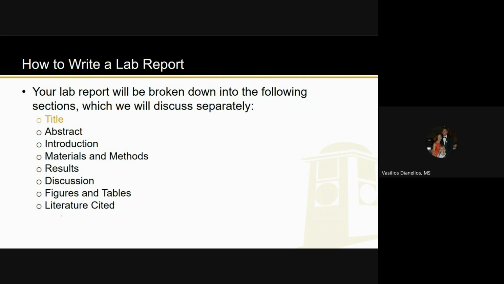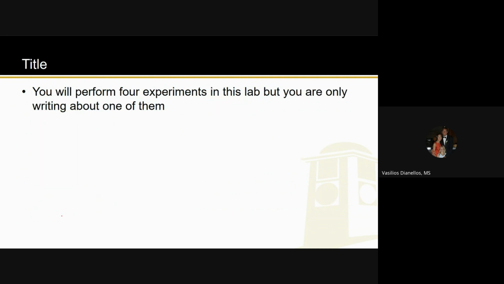So first thing, let's talk about the title. As a class, we will be performing 4 experiments, but you yourself are only going to do one of them, and that's the one that you're going to write about. And on that note, your title needs to indicate which one you're writing about. So a title that will lose points for you is something that says photosynthesis or photosynthesis respiration lab. Right? That doesn't tell me what your experiment was about. That's the name of the lab. That doesn't tell me anything.